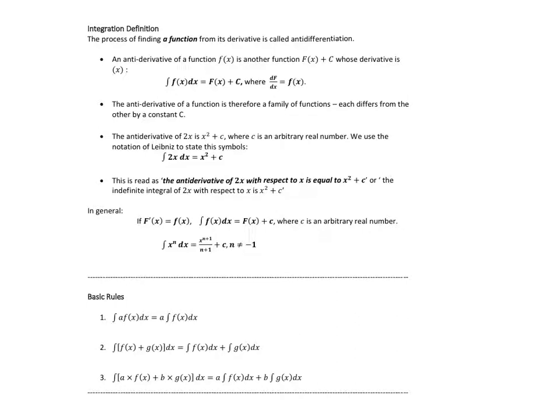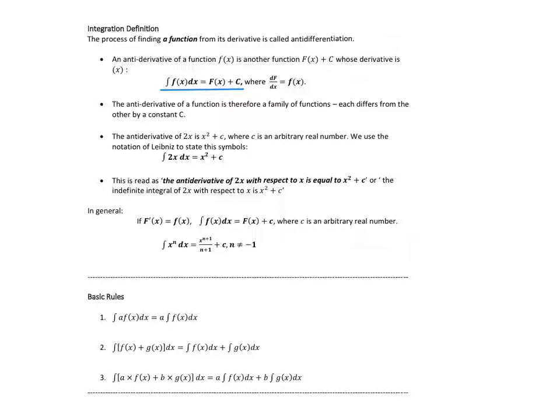So the process of finding a function from its derivative is called anti-differentiation. If you like, it is the opposite to differentiating. Now, when we do anti-differentiate, we use this notation here. So that elongated S means the integration sign, and the capital F means that it is the antiderivative. But have a look at that C there, and the C becomes really important.